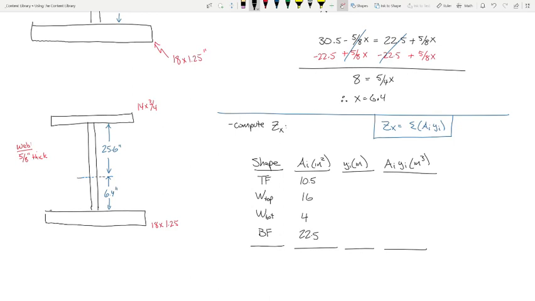Okay, now let's do these moment arms, okay? How far is it from my dashed line? How far is it from there? So let's do this first one. What is this dimension right here? The distance from the neutral axis, the plastic neutral axis, to the center of that top flange. 25.975.